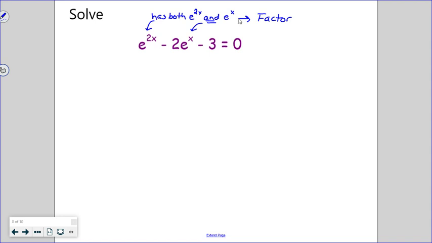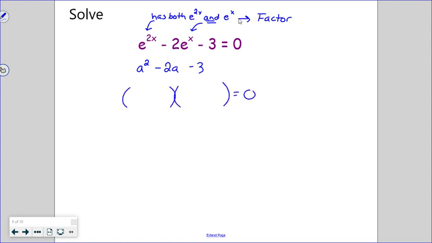Okay? So another way of looking at this problem, e to the 2x minus 2e to the x minus 3, would be if I were to look at it as a squared, that's your squared term, minus that's your plain a, minus 3. Can you factor that? Easily, right? So we factor it using the -3 and the -2 like normal.